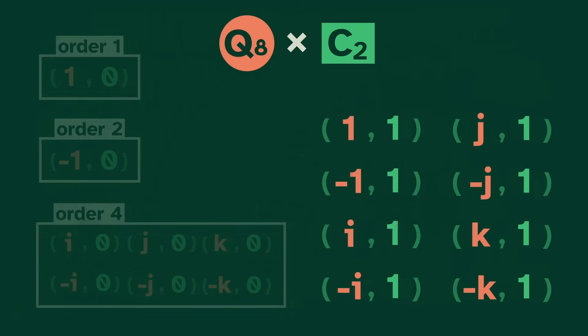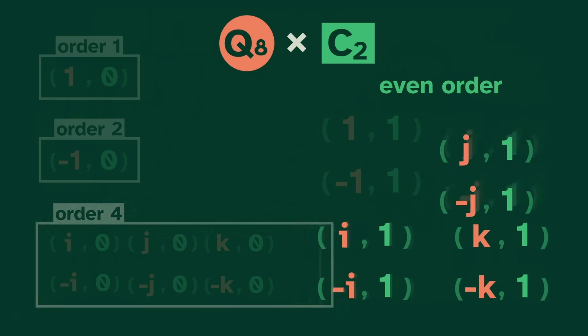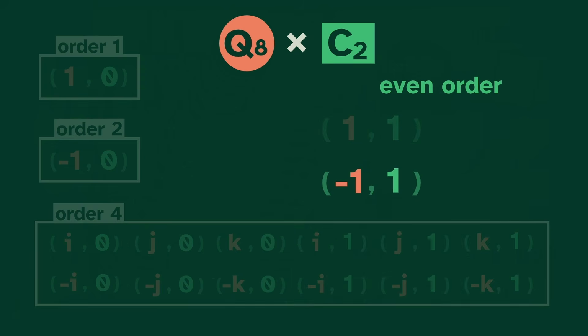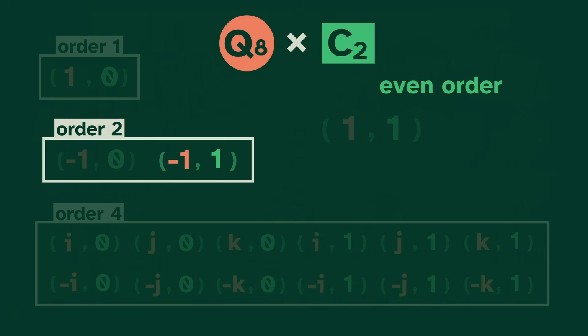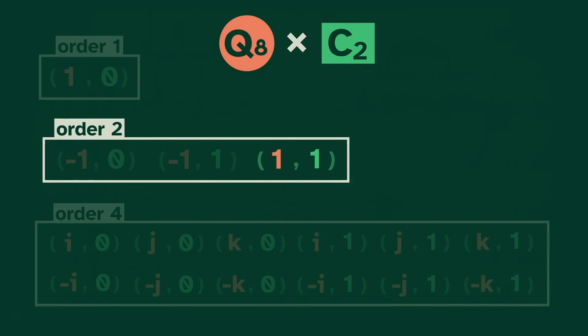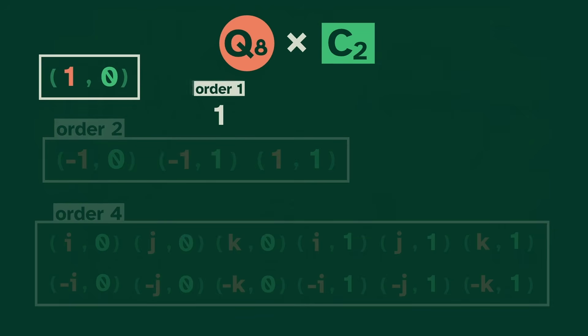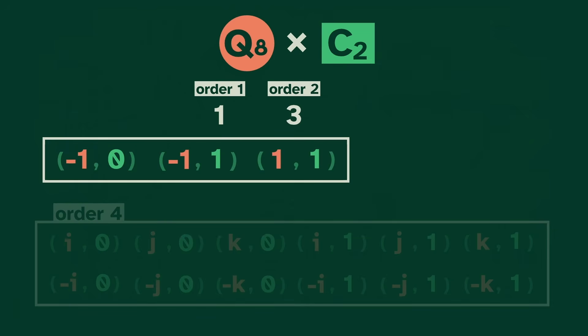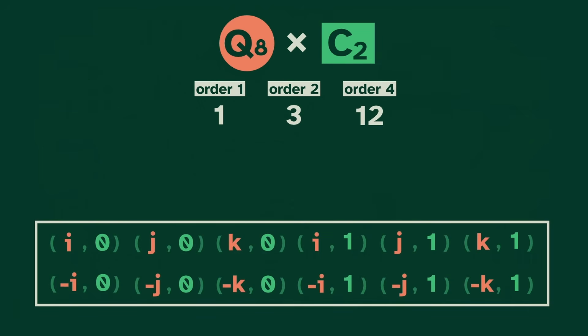What about the other ones? Well, we need an even order to make the right side neutral. These are order 4 on the left, so they'll stay order 4. And -1 has order 2, so that also still works. 1 is the only one that changes. It now has order 2. So that's a total of 1 with order 1, 3 with order 2, and 12 with order 4.